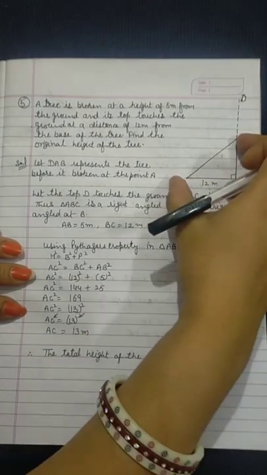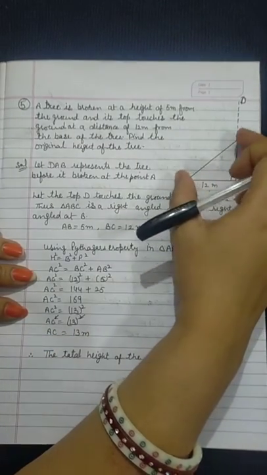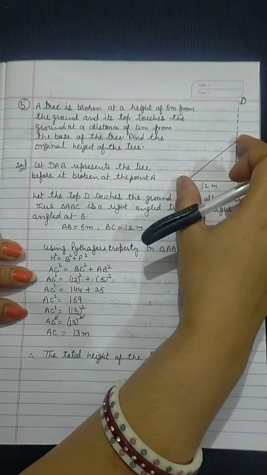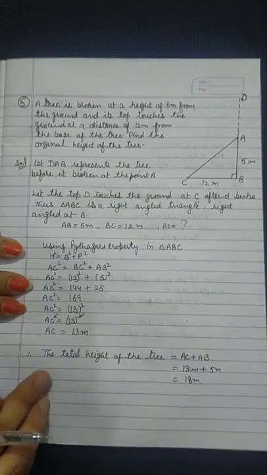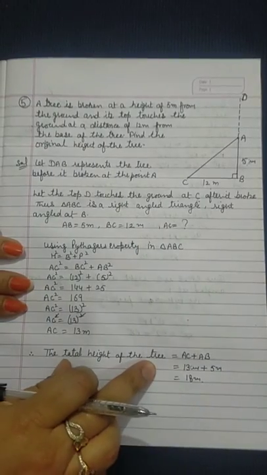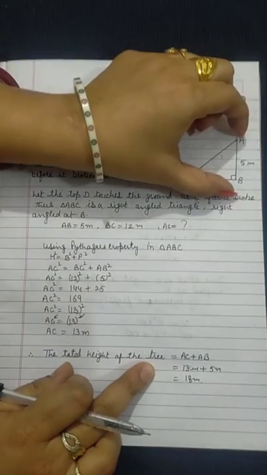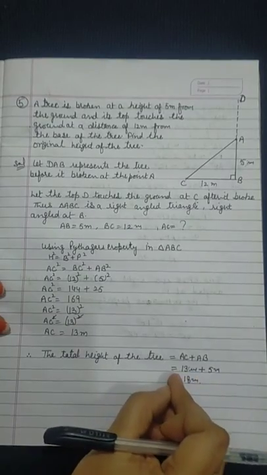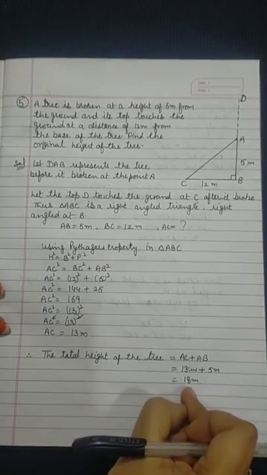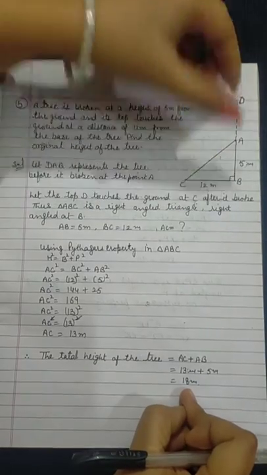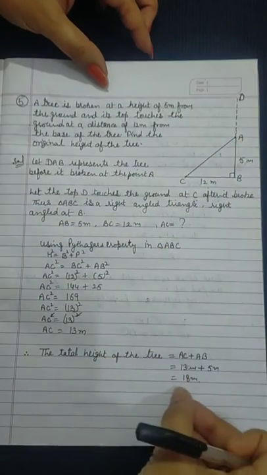Meaning this AC is 13 meter, which is the length of the broken part of the tree. And what do we want? We want to find the original height of the tree. So the total height of the tree is AC plus AB. AC is 13 meter, and AB is 5 meter. 13 plus 5 is 18 meter. Meaning the original height of the tree is 18 meter.